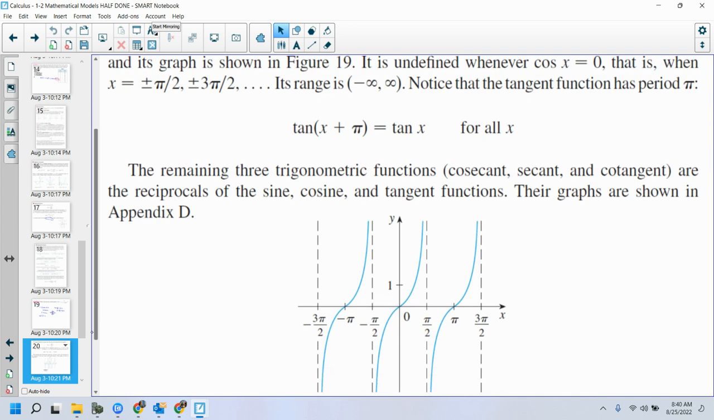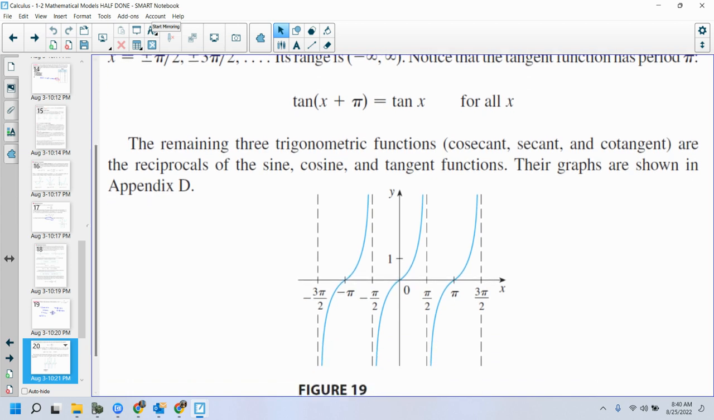And here's the graph of tangent. We see the vertical asymptotes, and remember that's kind of what we talked about yesterday with rational functions. Wherever you see where the denominator is equivalent to 0, that's either a hole in the graph or a vertical asymptote.